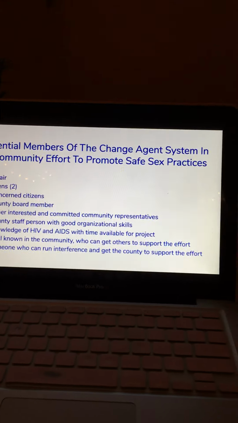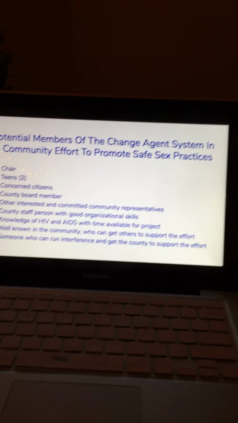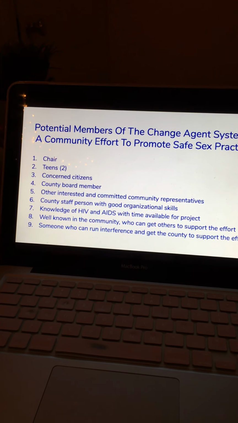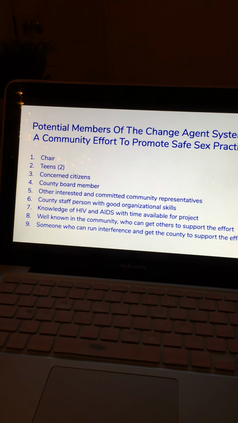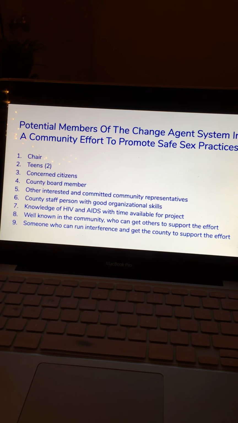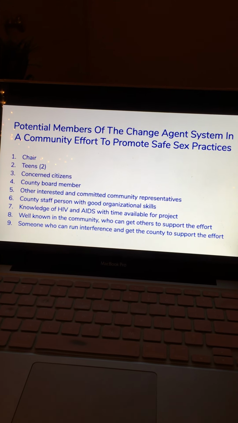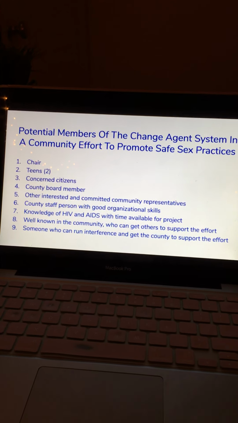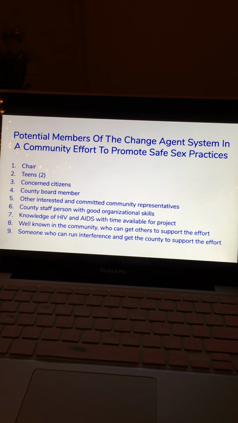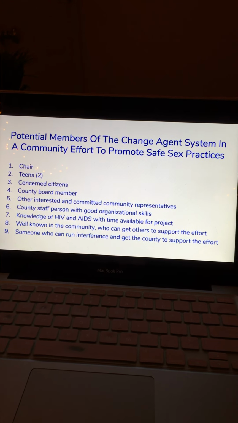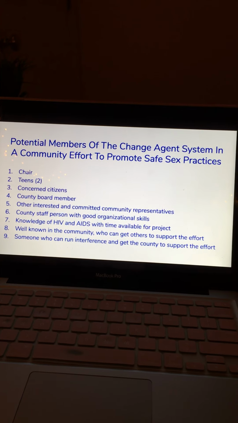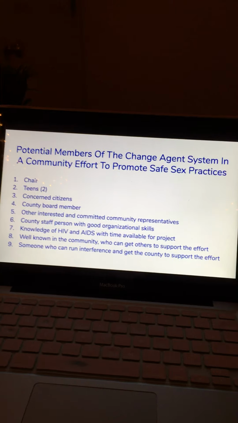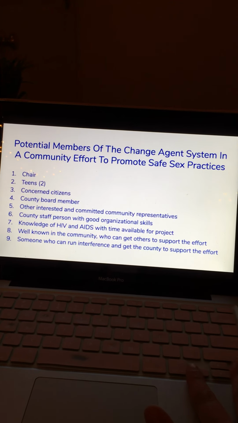These are the change agent systems in the community effort, again, to promote safe sex practices. It would be the chair, teens, concerned citizens, a county board member, other interested and committed community representatives, a county staff person with good organizational skills, knowledge of HIV and AIDS, with time available for the project, well known in the community who can get others to support the effort, and someone who can interface and get the county to support the effort. So those are potential members of the change agent systems.